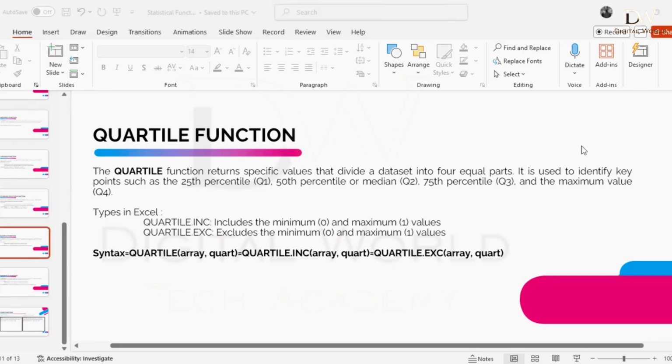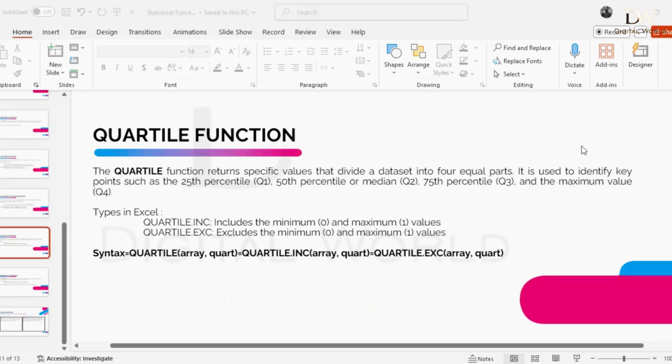So let's say we are given a 100% value, or a full value, and we want to know what represents the 25th percentile. That means 25% of this particular 100%. That's essentially what we want to do when it comes to the quartile function.